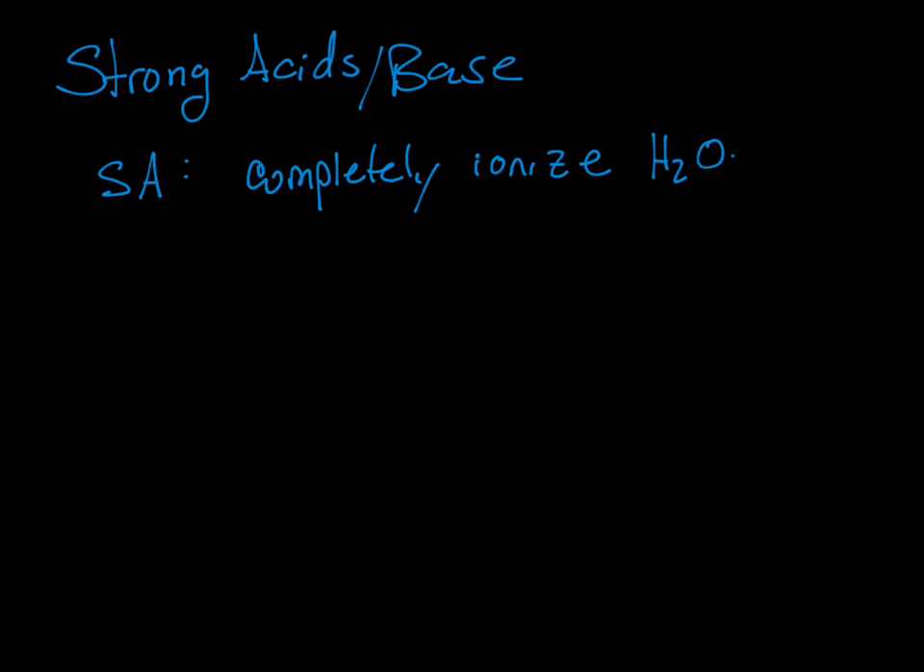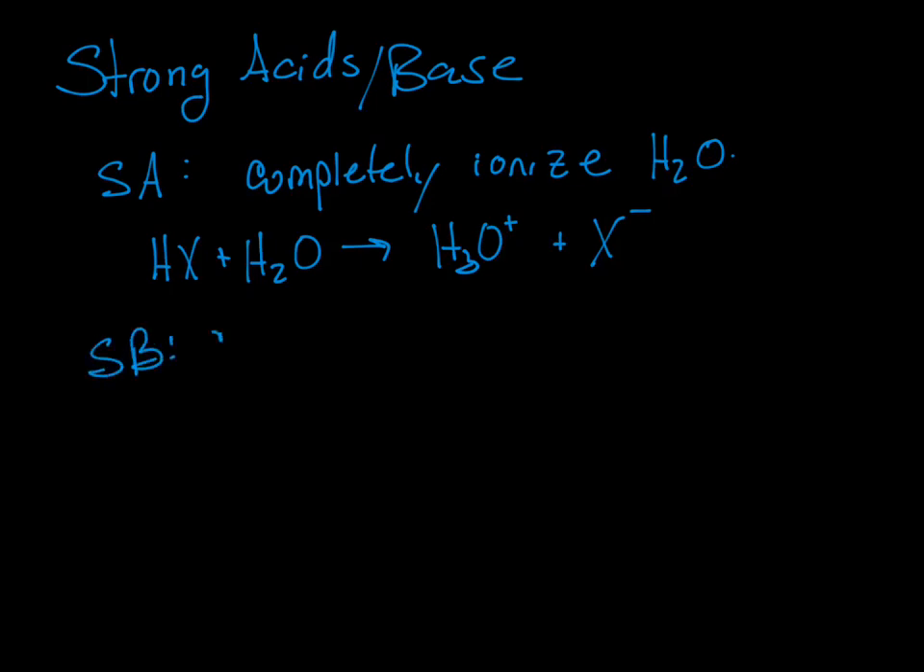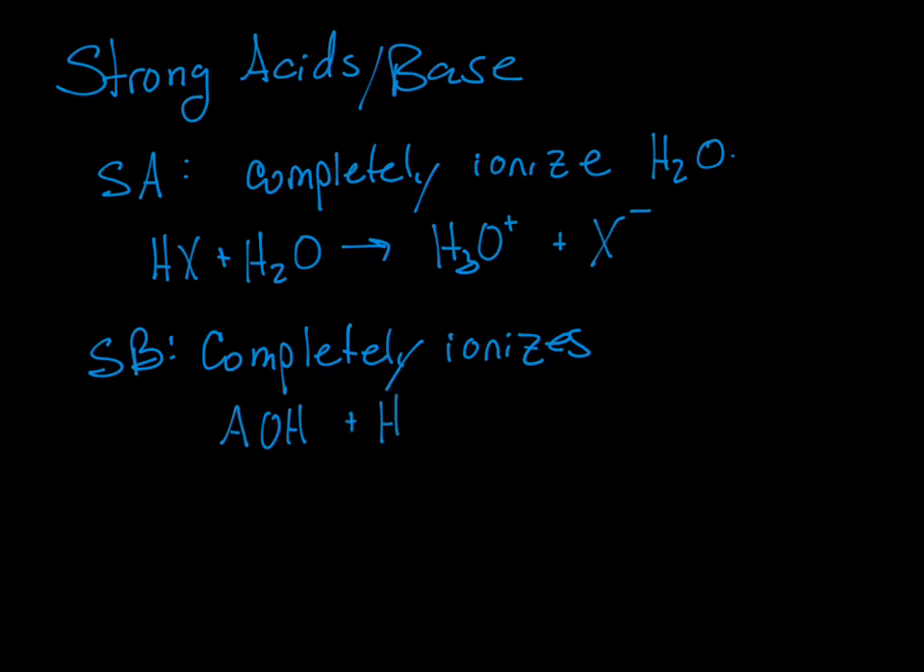So if we had some strong acid, HX, and we mix that with water, we end up with H3O plus and X minus. A strong base is also strong because it completely ionizes. So when we add some base, AOH, to water, we're going to end up with our cation A plus and OH minus.